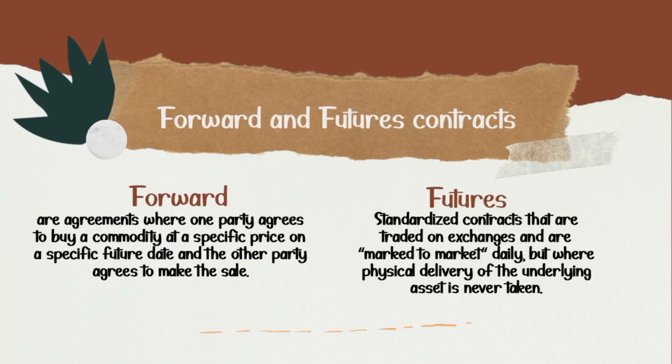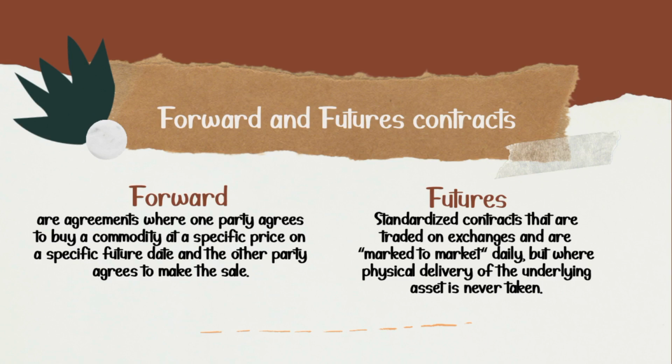So that's all for the example. Let us move on to the forward and futures contracts. Forward contracts are agreements where one party agrees to buy a commodity at a specific price on a specific future date and the other party agrees to make the sale. Goods are actually delivered under forward contracts.